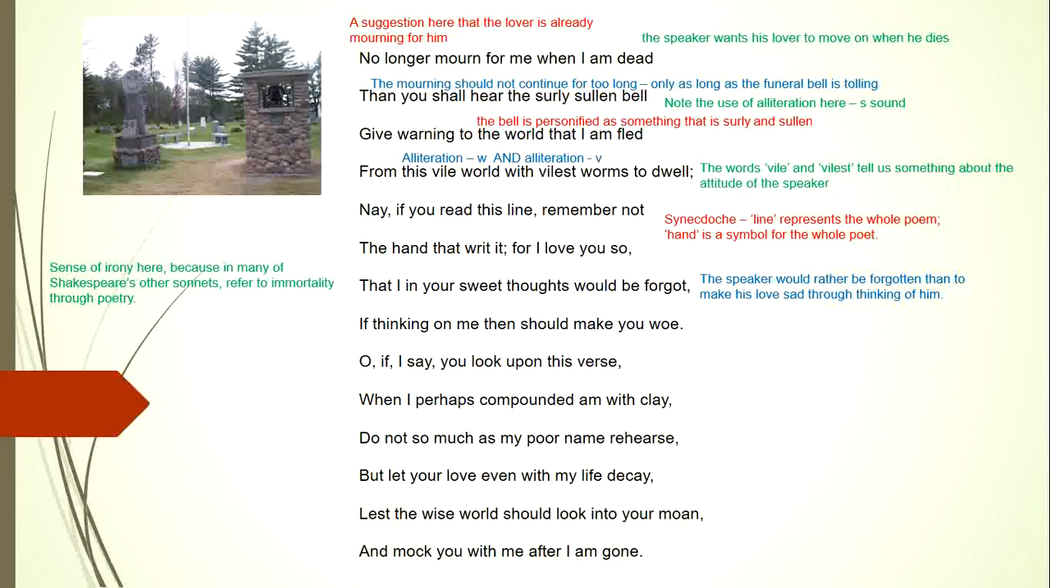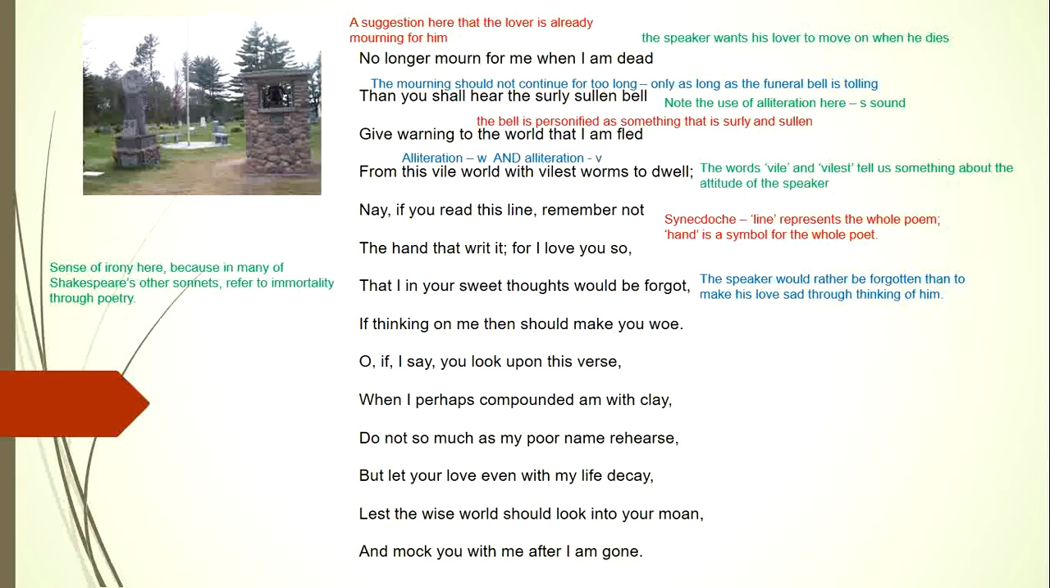Right, so he says, "remember not the hand that writ it, for I love you so that I and your sweet thoughts would be forgot, if thinking on me should make you woe." In other words, if thinking about the speaker should make his lover sad, where the word woe is, then he doesn't want that.